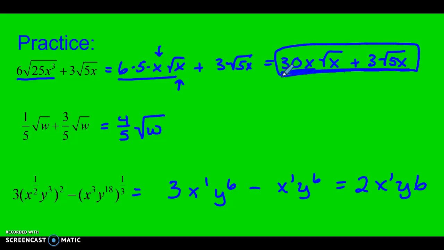The second problem, we have 1/5 square roots of w plus 3/5 square roots of w. We just add the coefficients. 1/5 plus 3/5 is 4/5 square roots of w. Simply done.